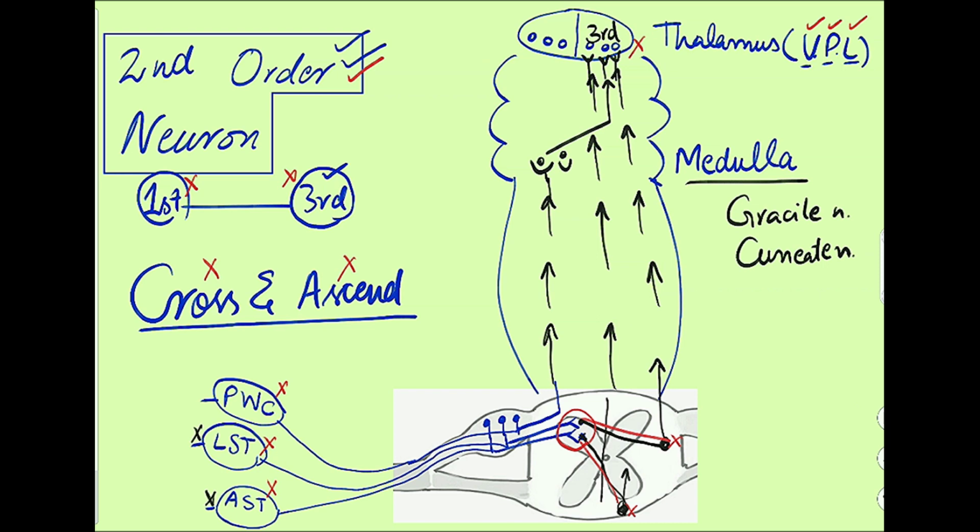But for the posterior white column tract, we don't have a cell body in the spinal cord; we have the cell body in the gracile and the cuneate nucleus. So the first order neuron will ascend without crossing and reach the medulla, where it will synapse with the gracile and the cuneate nucleus, the second order neuron of the posterior white column tract. From here, the second order neuron will ascend, but before ascending, it will cross the midline. It will cross and ascend and reach the thalamus, where it will synapse with the third order neuron. So this is all about the second order neuron.